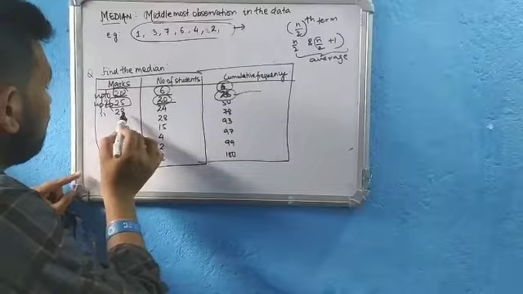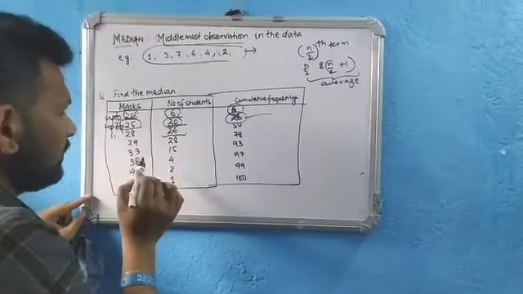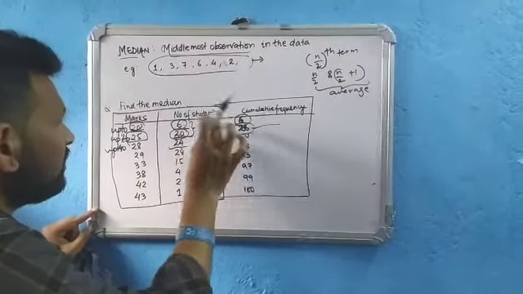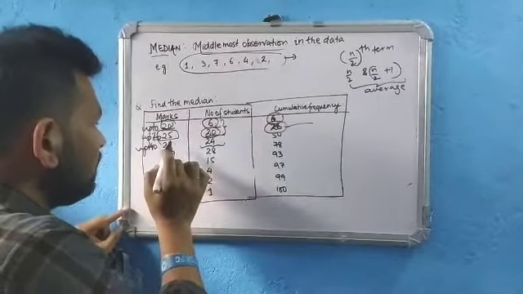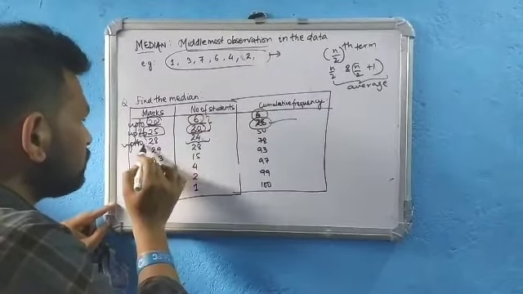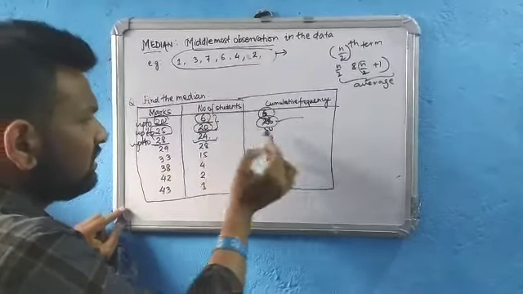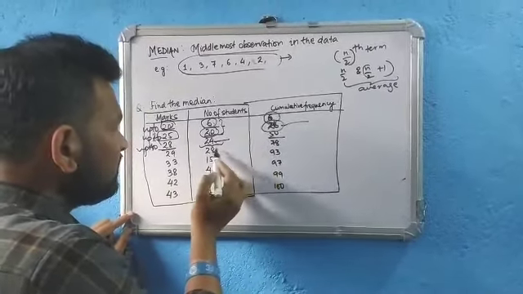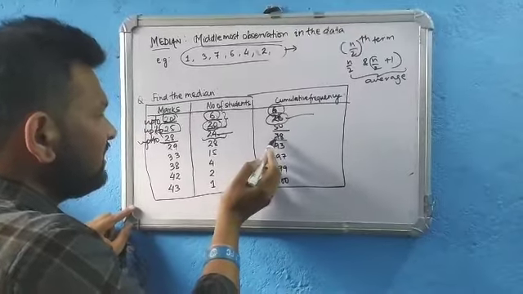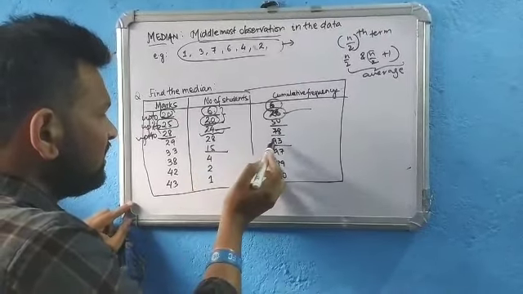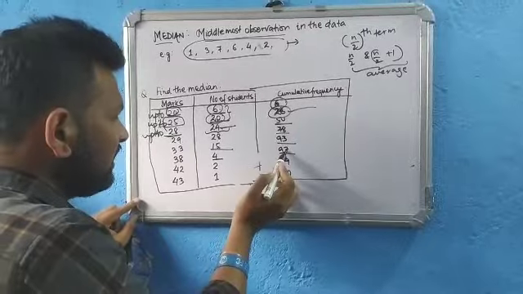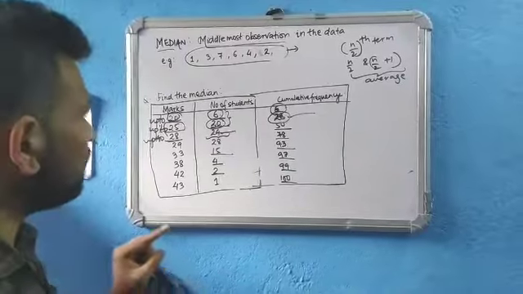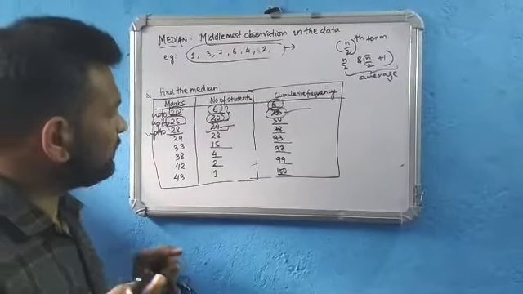Now next. 24 students scored 28 marks. So up to 28, 26 students have already scored up to 25. So 26 plus 24 students will score up to 28. So 26 plus 24 will give you 50. Similarly, 50 plus 28 will give you 78. 78 plus 15 will give you 93. 93 plus 4 will give you 97. 97 plus 2 will give you 99. 99 plus 1 will give you 100. It's fairly simple. I don't think I have to repeat it again.